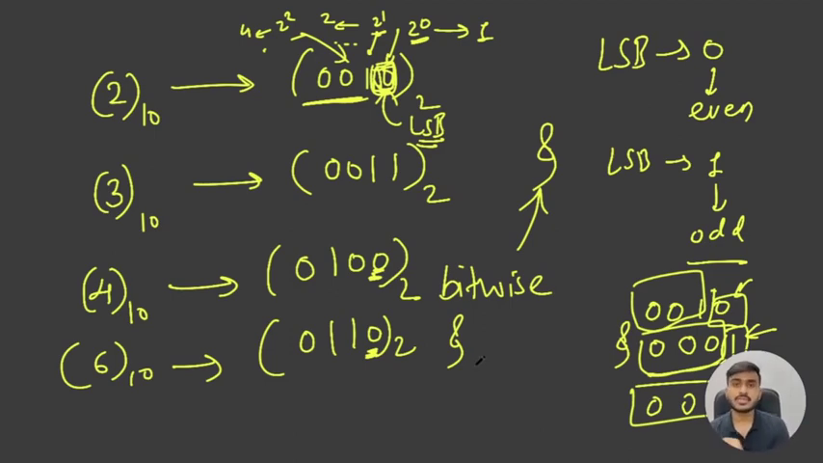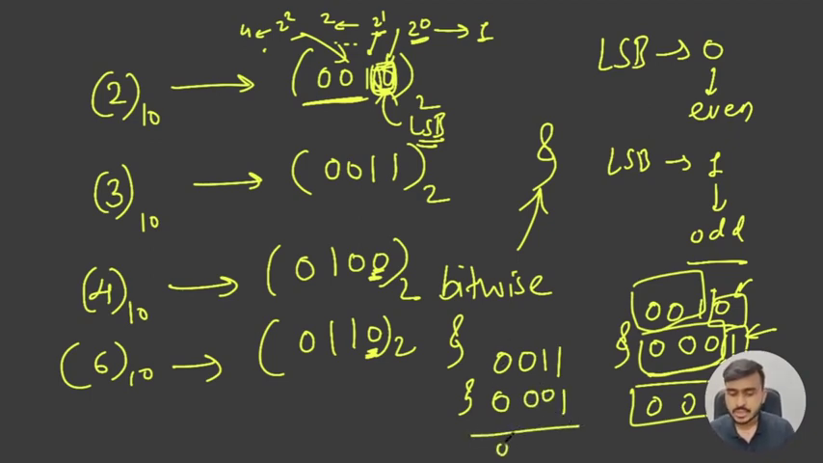Now what happens in case of an odd number? Just focus over here. Let's take the example of 3. So 3 is nothing but 0 0 1 1, correct? If you take bitwise AND with 0 0 0 1, what happens? 0 and 0 is 0, 0 and 0 is 0, 1 and 0 is 0, and 1 and 1 is 1. So in this case you are getting output as 1.